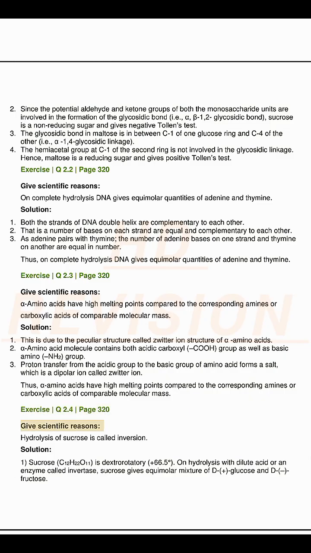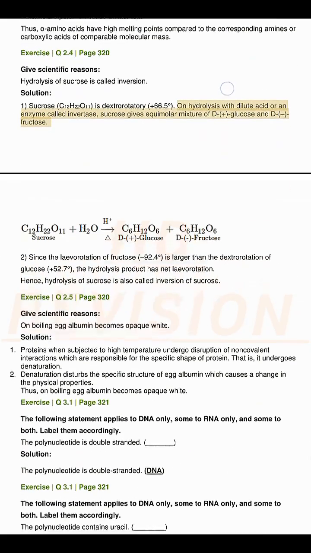Exercise Q2.4, page 320. Give scientific reasons. Hydrolysis of sucrose is called inversion. Solution: 1. Sucrose, C12H22O11, is dextrorotatory, +66.5 degrees. On hydrolysis with dilute acid or an enzyme called invertase, sucrose gives equimolar mixture of D-(+)-glucose and D-(-)-fructose.